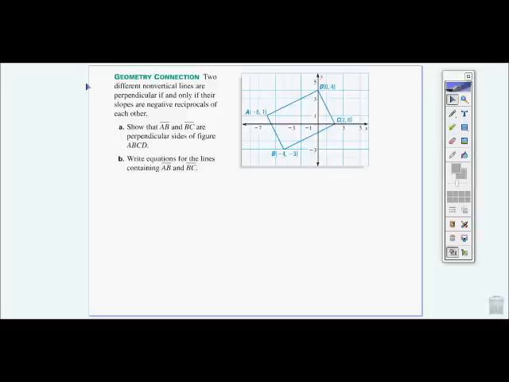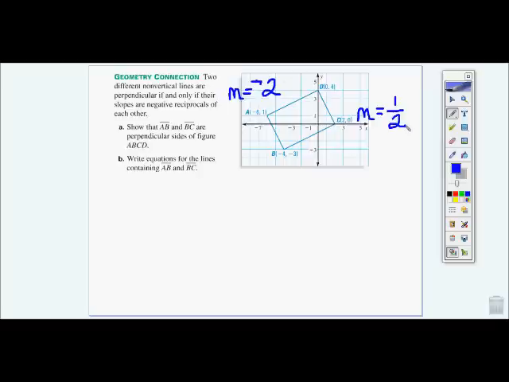Okay, so I'm going to go ahead and write our slopes that we figured from the other page. AB's slope is going to be that m was equal to negative 2. And BC's slope was the opposite, so it's a positive, and the reciprocal, 1/2. Now we need to find our y-intercepts.